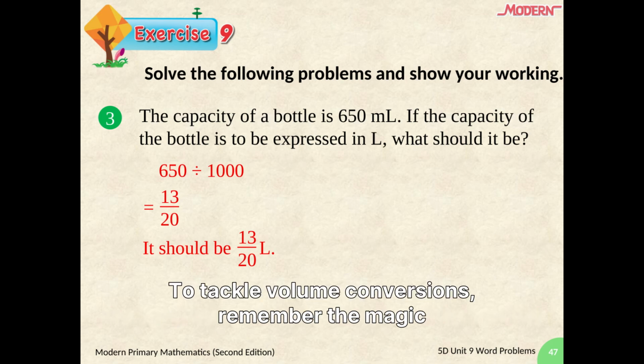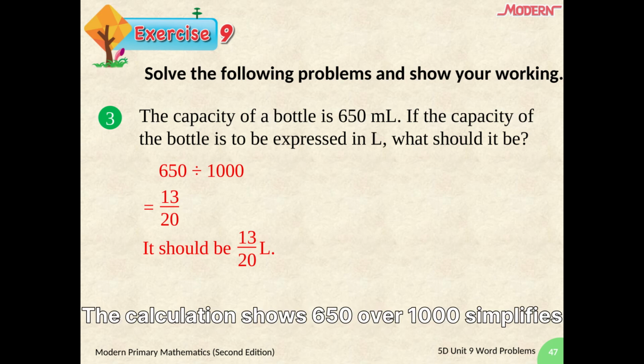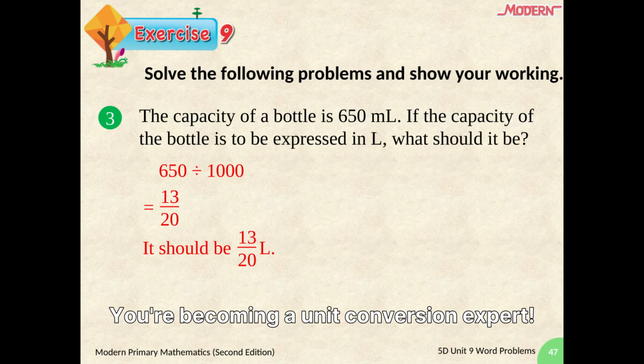To tackle volume conversions, remember the magic number 1,000. Small to big, divide. Big to small, multiply. Keep that compass straight. The calculation shows 650 over 1,000 simplifies down perfectly. You're becoming a unit conversion expert.